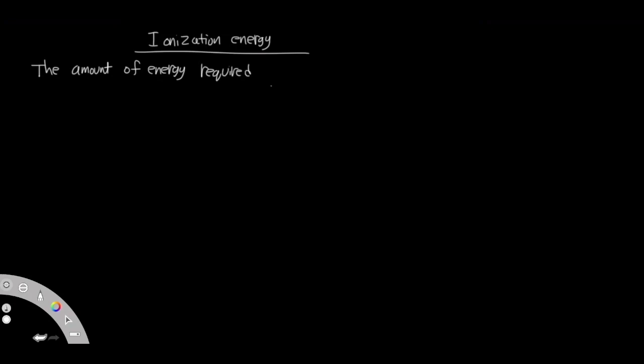Ionization energy. Simply put, it's the amount of energy required to remove, or to get rid of, the outermost electron from an atom or ion. Okay, so the valence electron, in a sense.